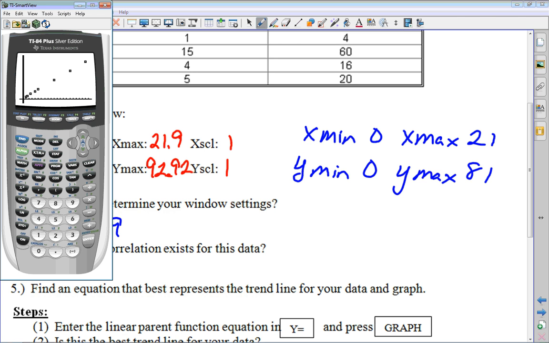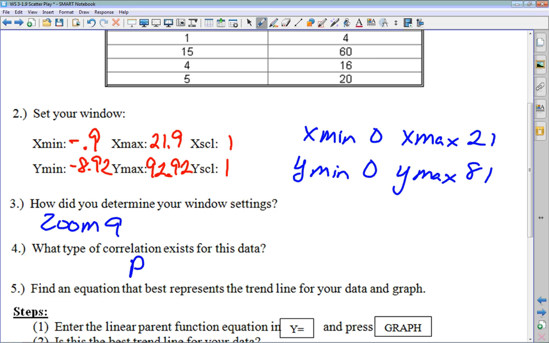Well, when I press graph, what's happening? From left to right, it's going up. So that means that there is a positive correlation.